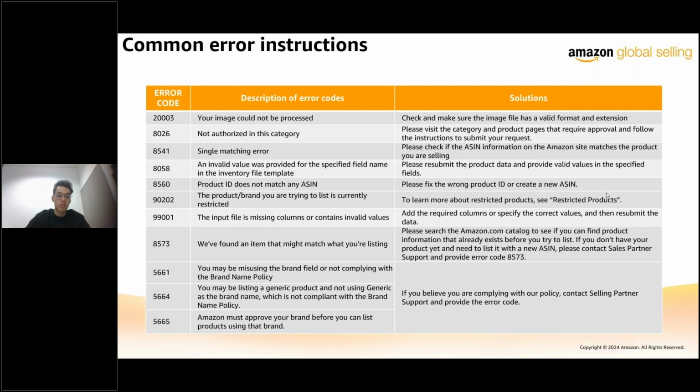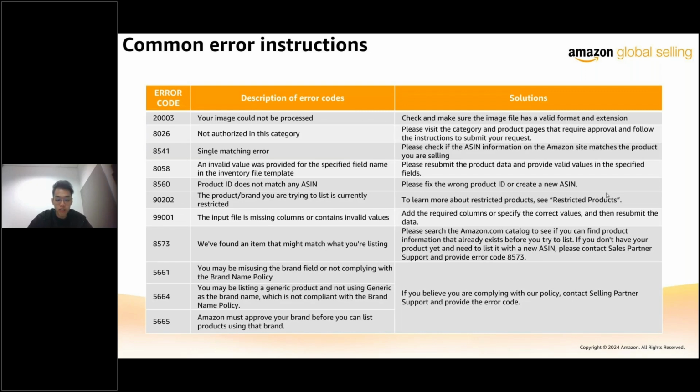One of the more common ones you might face would be, for example, 5665 or 5664, which is brand related. There's a high chance your brand is not in the system, or your GTIN exemption is not linked to your brand. So always take note of it.